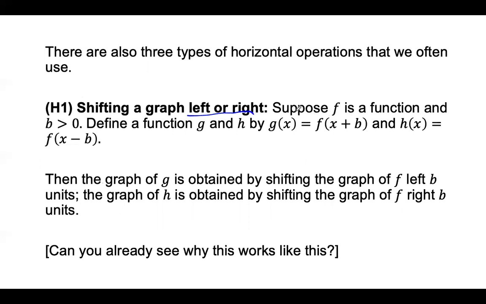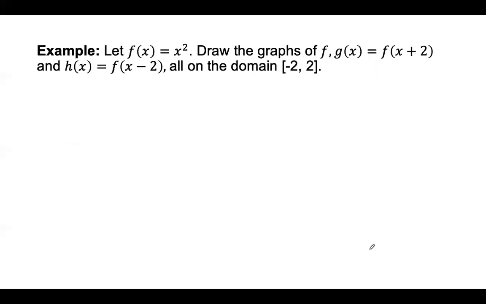And this is a little bit different. So if you have a function f and b is greater than 0, you can define g and h in a specific way, where g of x equals f of x plus b, and h of x equals f of x minus b. Then the graph of g is obtained by shifting the graph of f left b units, and the graph of h is obtained by shifting the graph of f right b units. And we'll look at a picture.